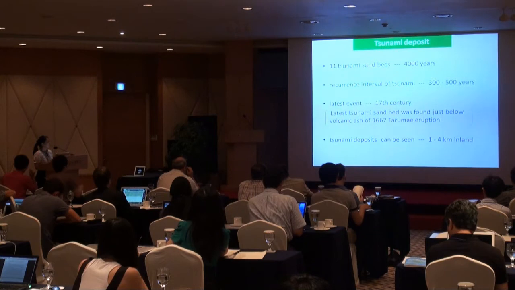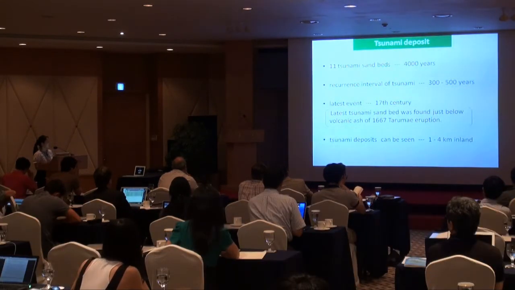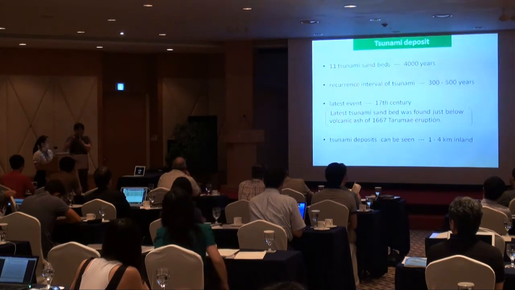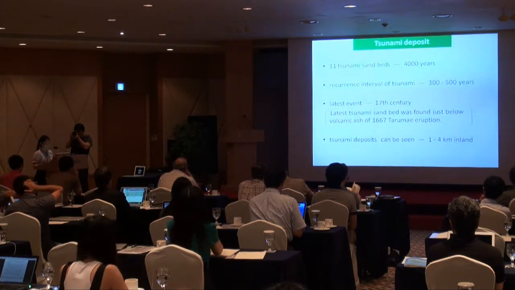Because the latest tsunami sandbed was found just below the volcanic ash of the Tarumai eruption, it is found that the latest event was in the 17th century. Tsunami deposit can be seen 1 to 4 kilometers inland from the coast.